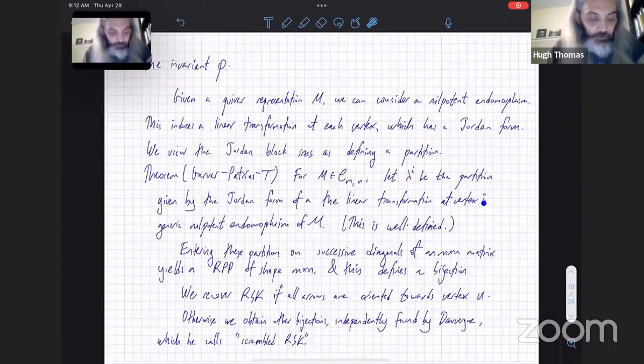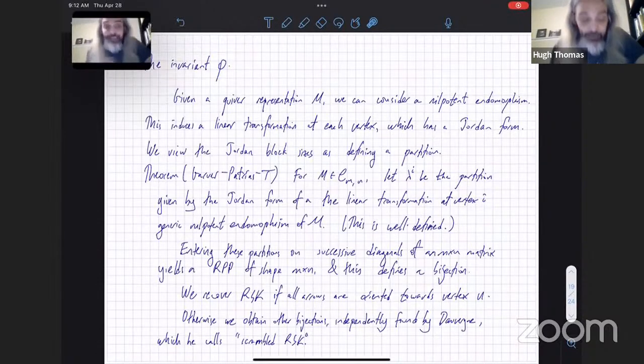We do that, we could do that for any nilpotent endomorphism. We could find that partition, but what we want to do is take a generic nilpotent endomorphism of this representation. It turns out that there is a well-defined generic behavior, which a priori is not obvious, but anyway, it's true. There's a well-defined generic behavior.